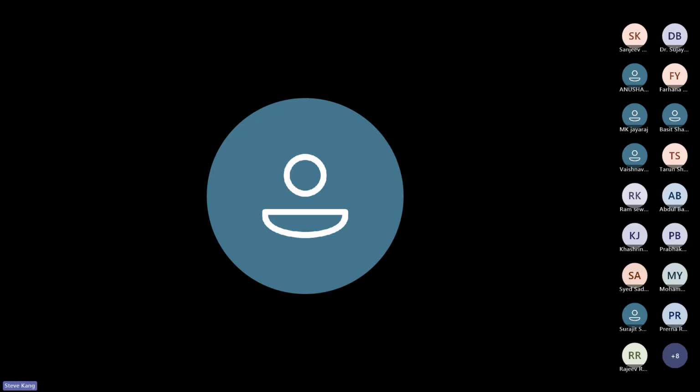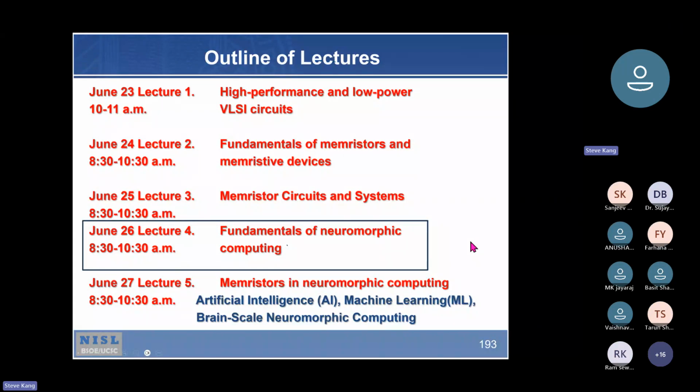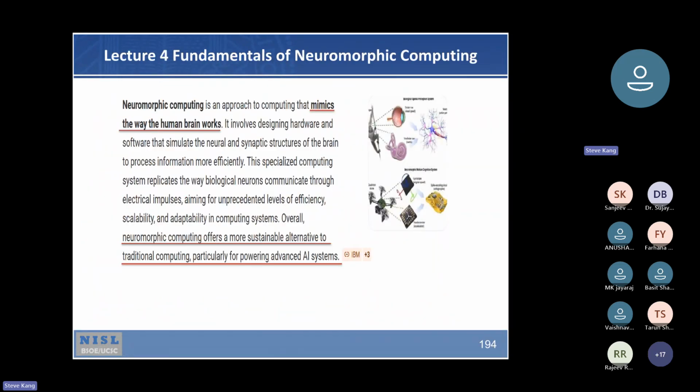The end of my lecture tomorrow. So let's look into the basics of neuromorphic computing, the fundamentals of neuromorphic computing. This is what's available from the IBM site.